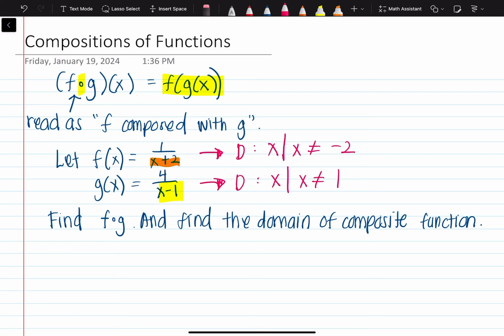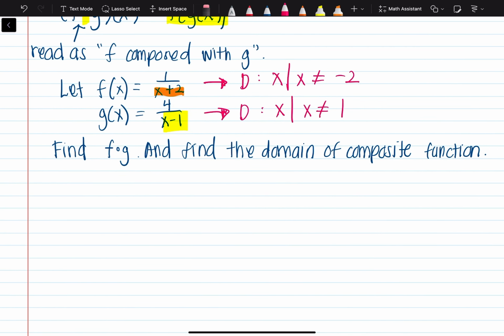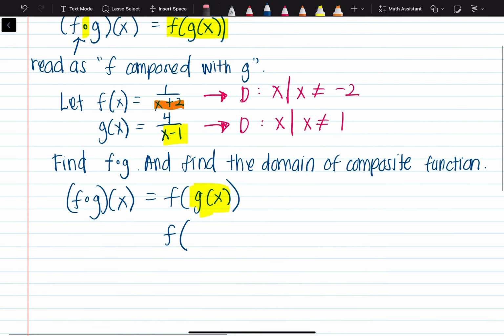Now that we know the domain of our original functions, we can go ahead and start to find the composite function. f composed with g of x is again defined to be f of g of x. So what that means is in my function f, I am going to be substituting in g of x. So this would be f of, let's look back, g of x is defined to be 4 over x minus 1. So that is the expression that I will be substituting into f.